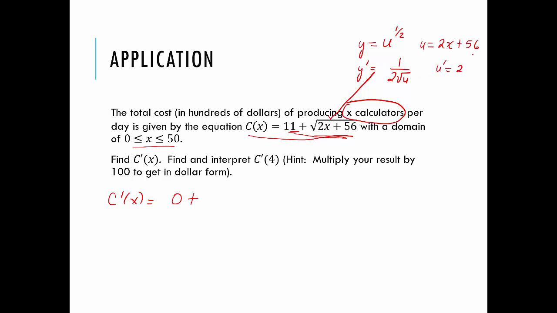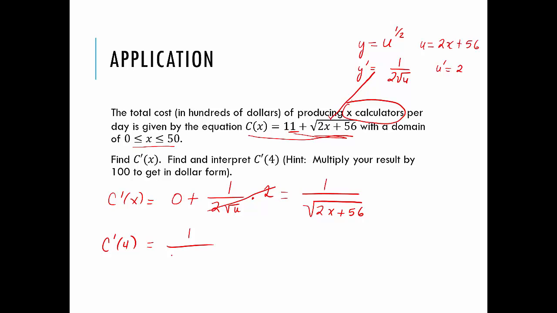u prime is 2. So I'm going to end up here with 1 over 2 square root of u times 2. And of course you can see that cancels, so I'm going to get 1 over the square root. Let's go ahead and plug in what u equals. And so this would be my actual derivative.